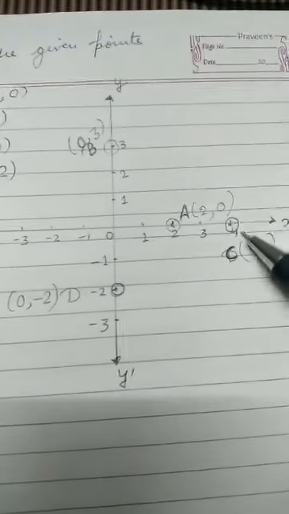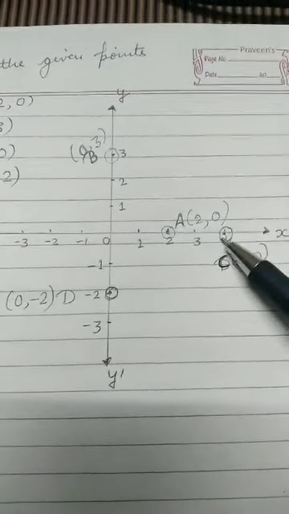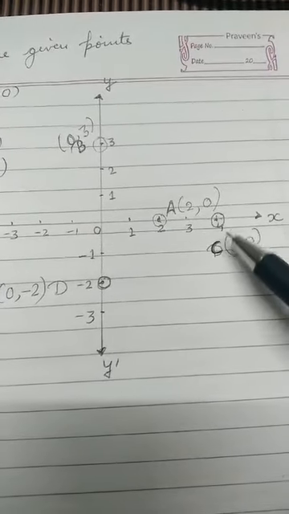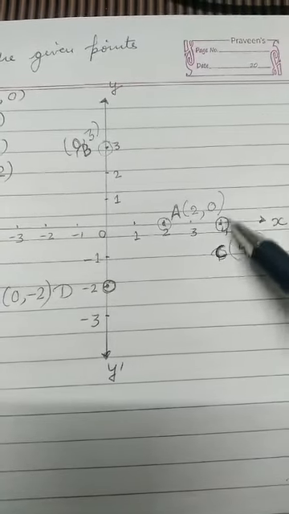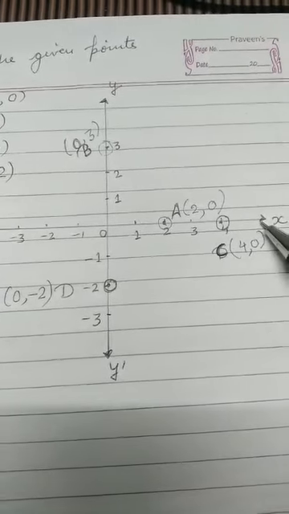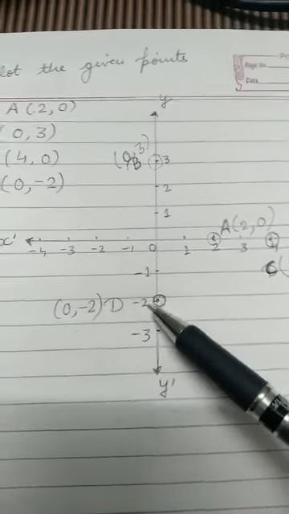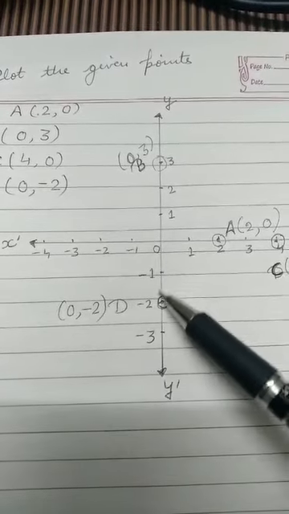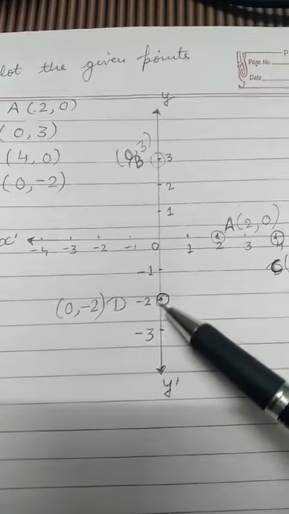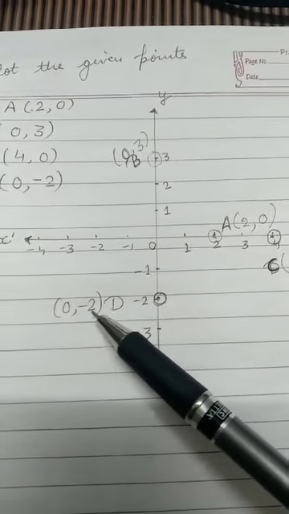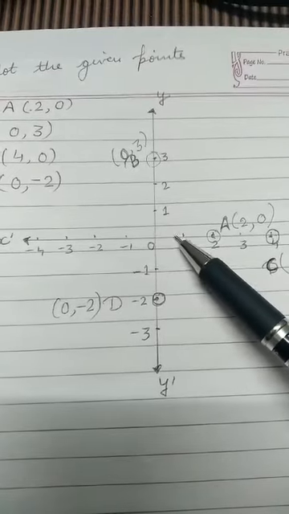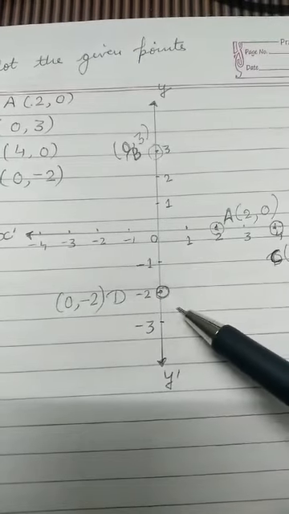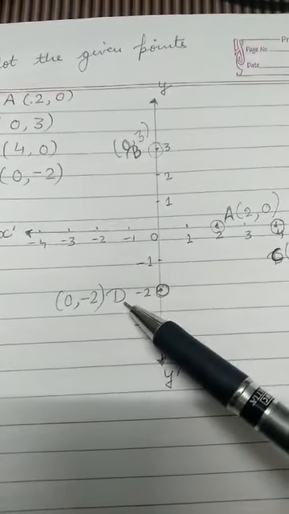Similarly, we can plot point C here, (4, 0). That is, the x coordinate 4 means the perpendicular distance from the y-axis is 4 units, and the perpendicular distance from the x-axis is 0 units. That is why it lies on the x-axis. Similarly, point D (0, -2): the x coordinate 0 means the perpendicular distance from the y-axis is 0. That is why it is lying on the y-axis, and the y coordinate -2 means the perpendicular distance from the x-axis is 2 units. Since it is minus 2, it lies downward. So this is the position of point D.